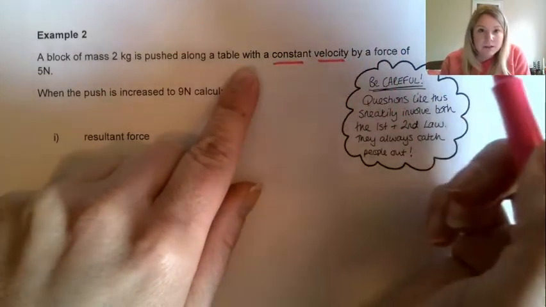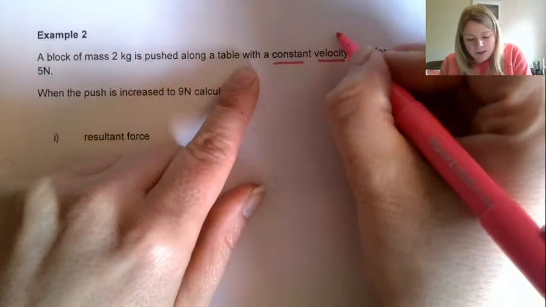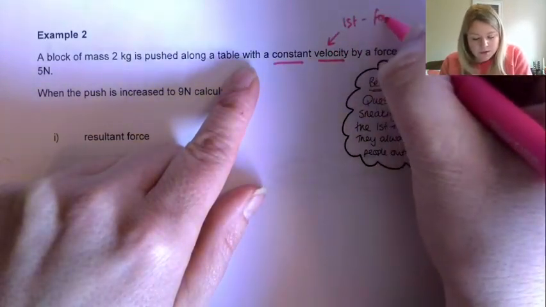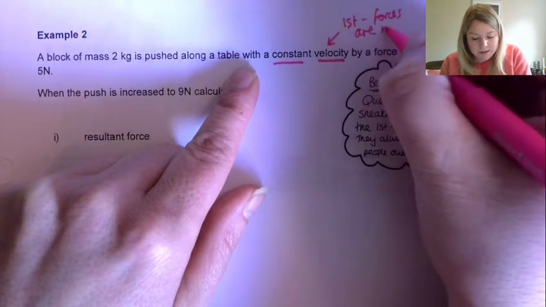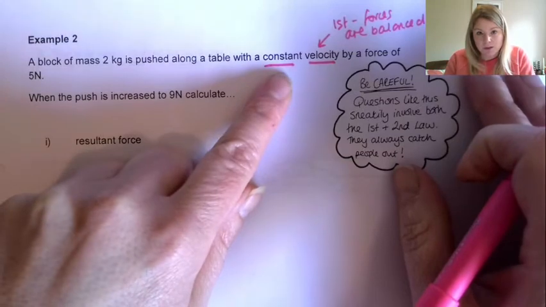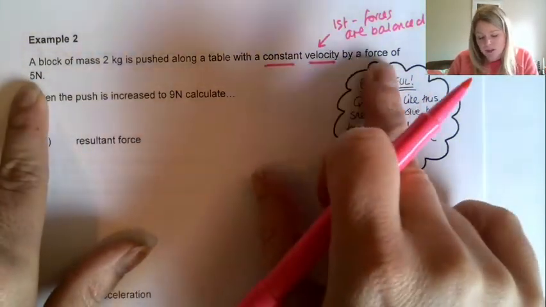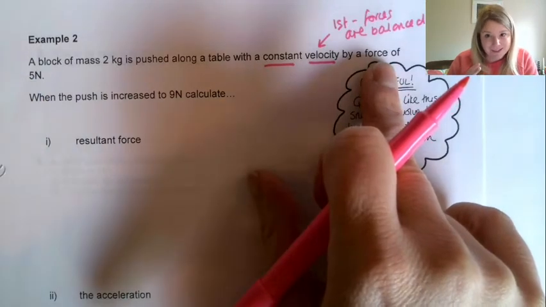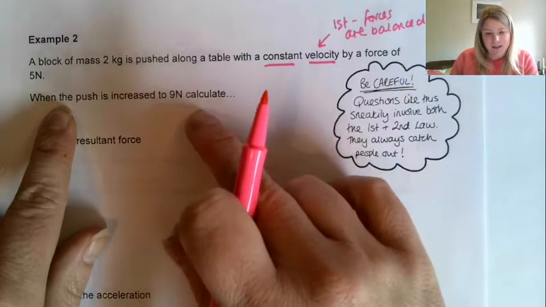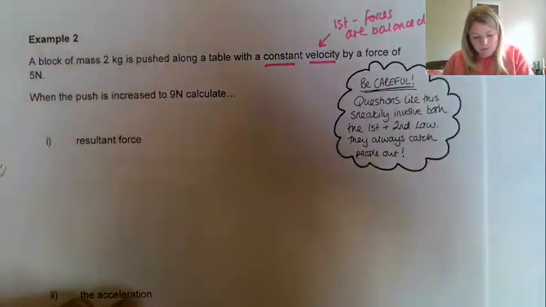Constant velocity means the forces have to be balanced, right? So let's say this here, I've written first, as in first law. The forces have to be balanced if something's going at a constant velocity. Now it tells us that that happens with a force of 5 newtons, but then, this is our second scenario, that force is then increased to 9 newtons, and then we have to calculate all these things. So let's go.